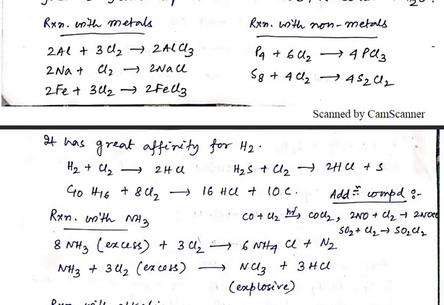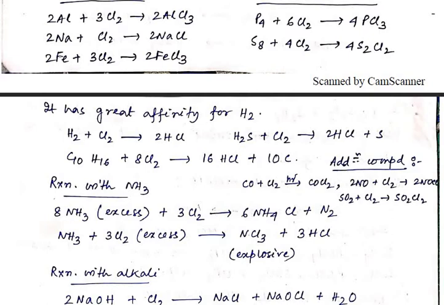For example, suppose I have a non-metal like phosphorus or sulfur. When the Cl2 gas reacts with the phosphorus, it will give PCl3, that is phosphorus trichloride, and when the sulfur, that is also a non-metal, reacts with the Cl2, it will form S2Cl2, that is disulfur dichloride. Okay, so chlorine reacts with metals as well as non-metals in this way.